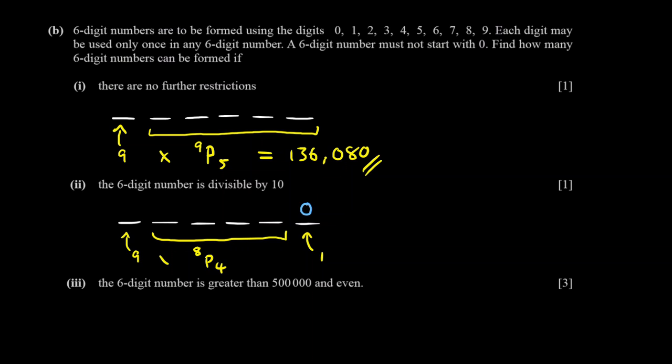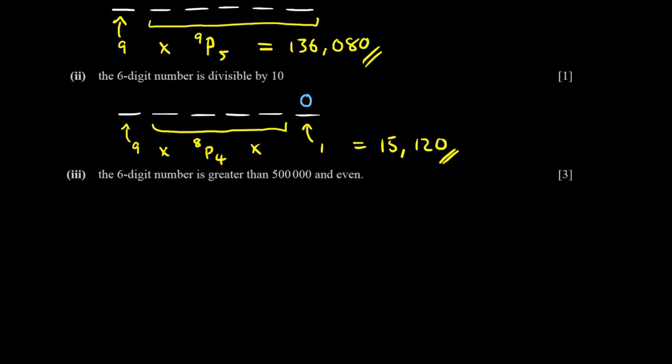Okay, and then again, I've got to multiply this out. So I'm going to have 9 times 8P4 times 1. What's that going to be equal to? Well, let's do 8P4. We're going to times that by 9. I get 15,120. All right, then lastly, part 3.